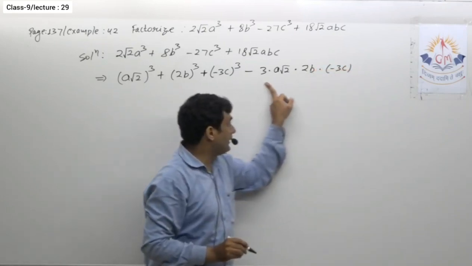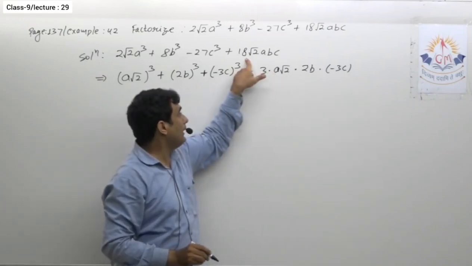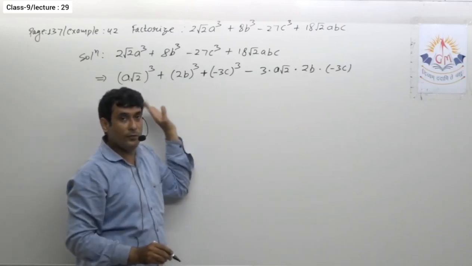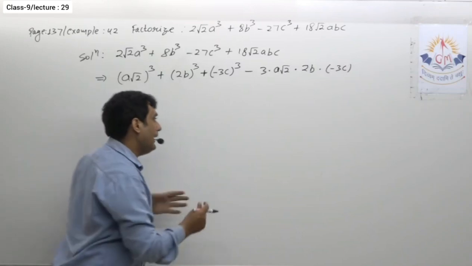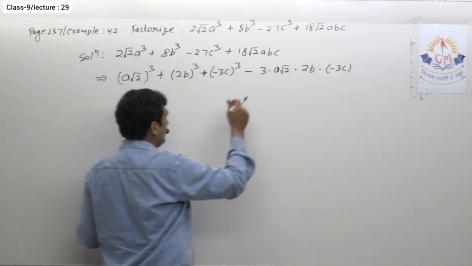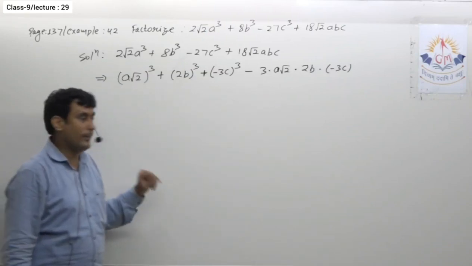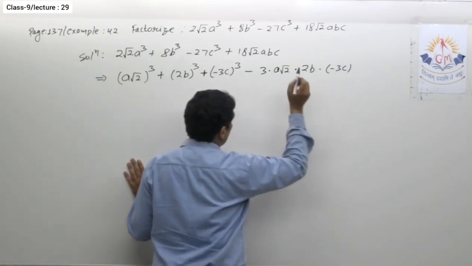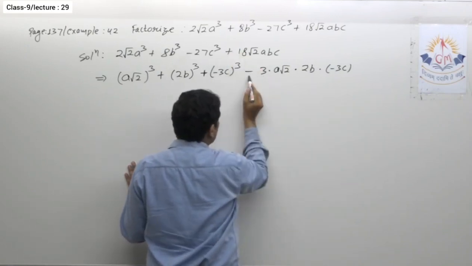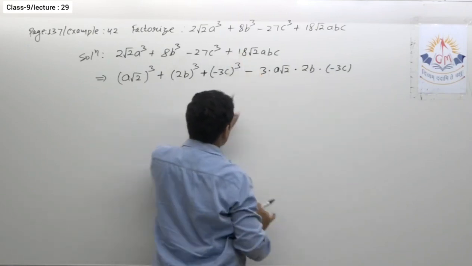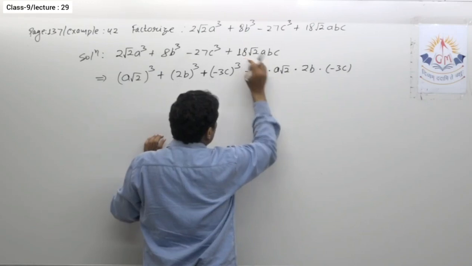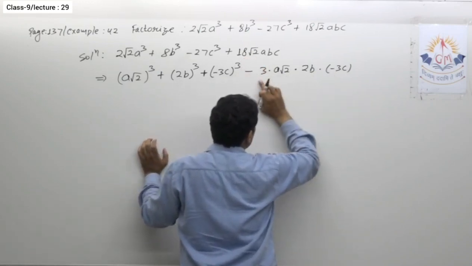Now I check whether the product of these is equal to 18 root 2 abc or not. If they are equal, definitely this fits in the identity of a cube plus b cube plus c cube minus 3abc, and its factors are a plus b plus c in the first bracket, and in the second bracket a square plus b square plus c square minus ab minus bc minus ca. But before that I check this. So first I will see whether it contains abc or not. Yes, it contains abc. As well as this is positive, so this negative and this negative make it positive. Now I check 18 root 2. So root 2 is over here directly. Now I will check 18. So 3 into 2 into 3, 3 3 is 9, into 2 is 18.